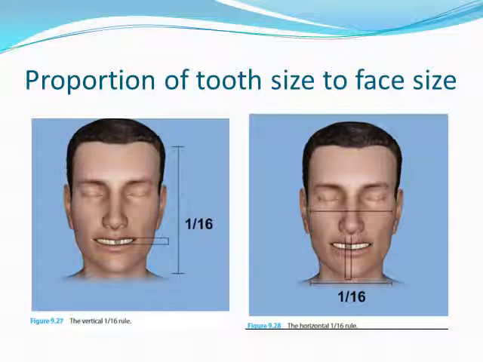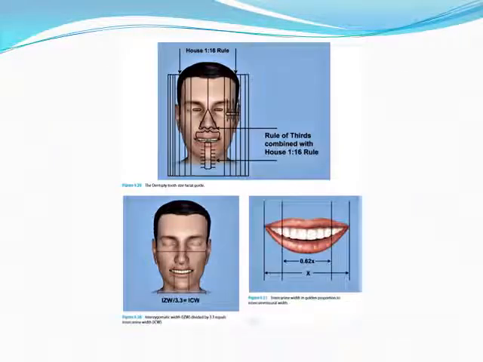Proportion of tooth size to face size. As you see here, the size of the central incisor in relation to the size of the face. It follows the vertical 1/16 rule, which states that the central incisor is 1/16 of the whole length of the face. Also, the width of the central incisor will be 1/16 of the interzygomatic width. There are several rules and divisions for the face. For example, the interzygomatic width divided by 3.3 equals the intercanine width.